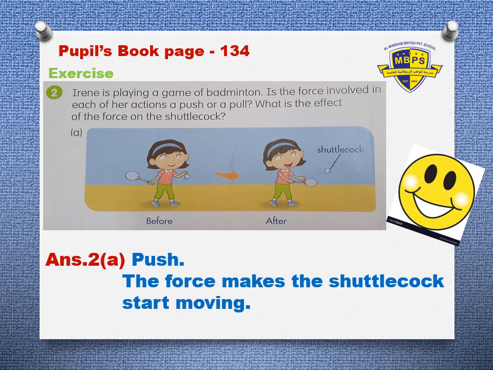Yes, the force makes the shuttlecock start moving. Yes, when she applies the force push, the shuttlecock will start moving. Very good. Yes, give yourself a smiley face. Well done.